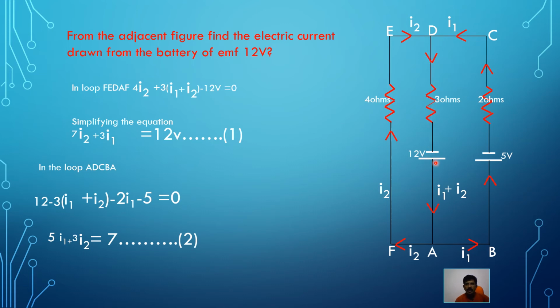Observe this one. I1 plus I2 current is flowing. Are you clear? Again, there is a junction, so this current is divided. It is flowing along this direction, and I1 current is flowing in this direction. Are you clear about that one?